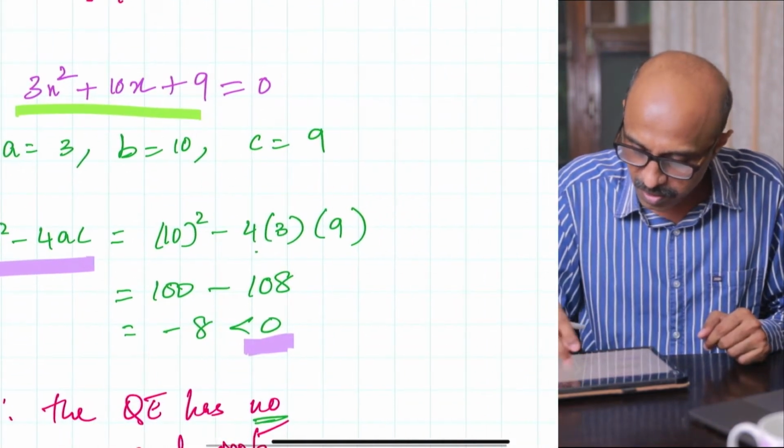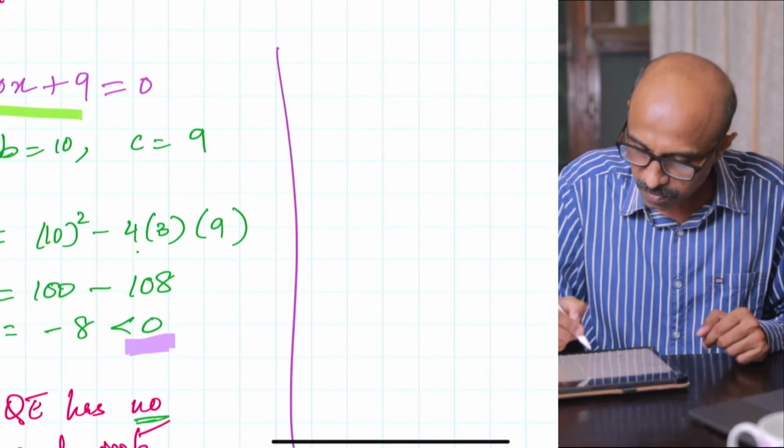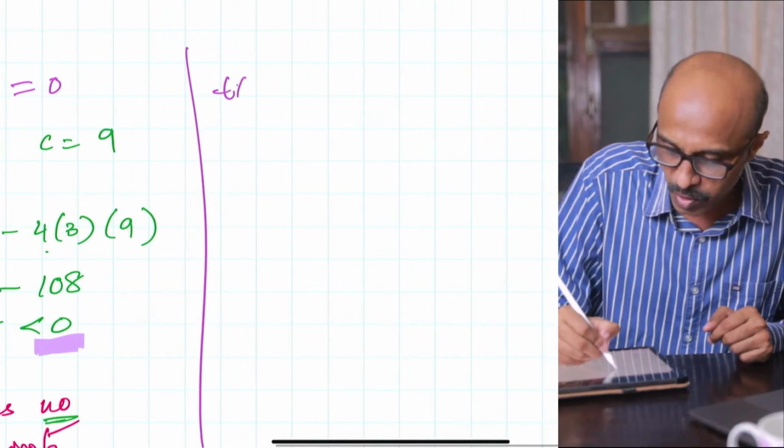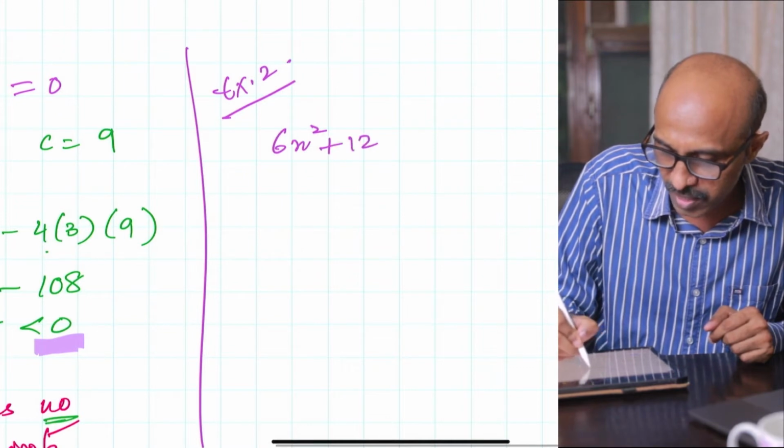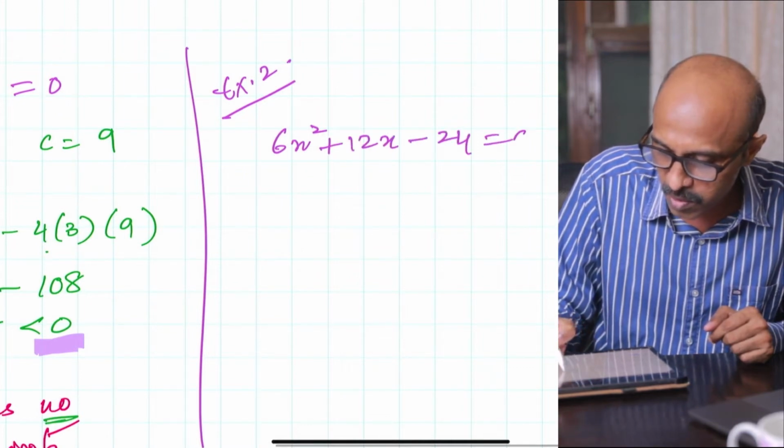Let's take another example for this discriminant. We are going to take example 2, which is going to be 6x squared plus 12x minus 24 is equal to 0.